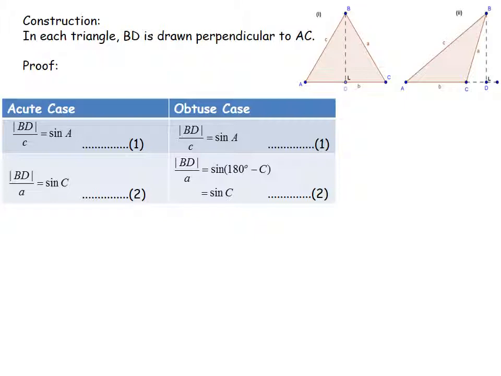The obtuse case is the same. The only thing that's a little bit different is just this bit here. They talk about sine. We're actually dealing with this angle here, okay, but we actually want to talk about the angle that's inside the triangle, so that's where the 180 minus C comes from, because it's a straight line.